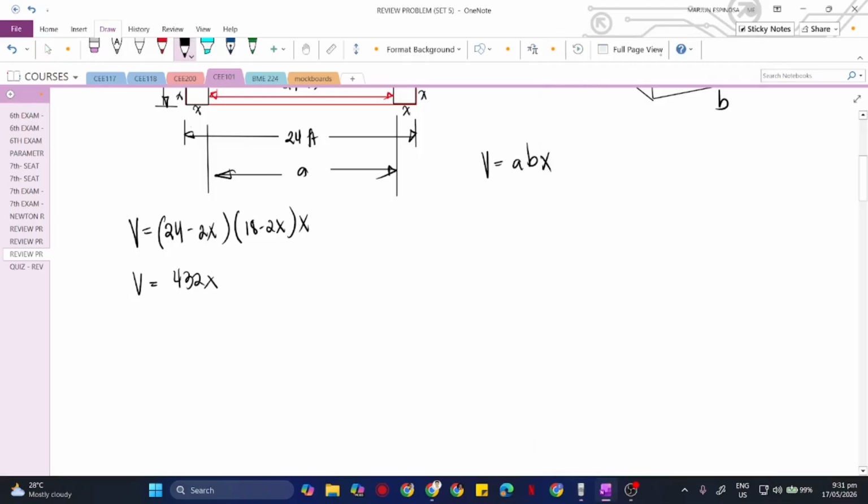Now this one also, 18 times 2x, this one.